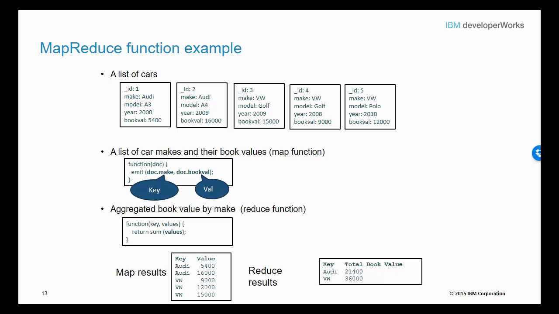So the results of the map function for each document, it will return the make as a key and the book value as a value. The reduce function, as we mentioned, will return a single value per key, and since the key from the map function is the make, for each make we'll get a single line that will add up all the book values of all the documents for that particular make.